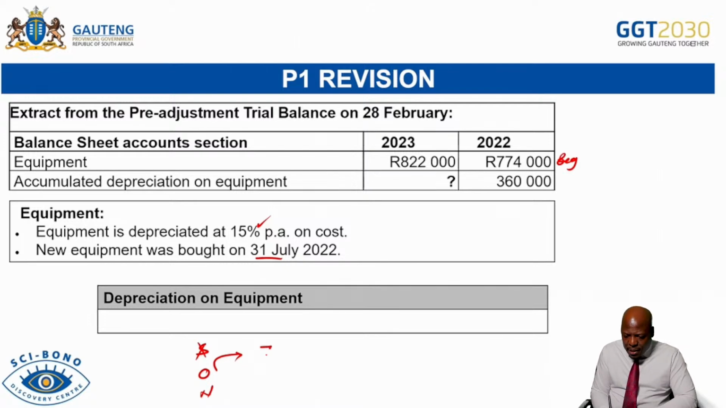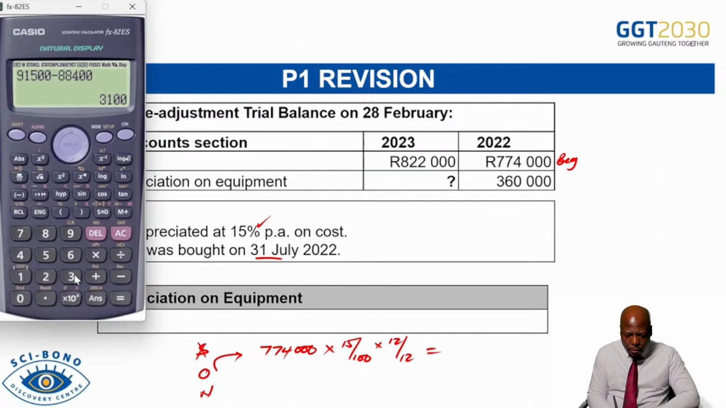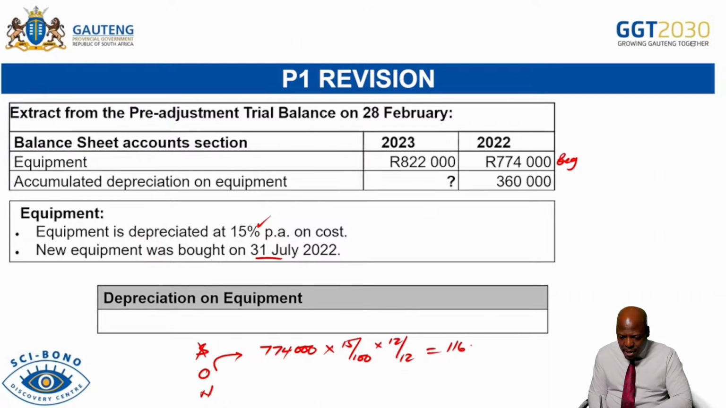That is your old. And our old, I'm going to bring it up here. My old is 774,000. Then I say multiply. The rate is 15%. And remember, it's on cost. 15 over 100. The old is always going to be there for 12 over 12. So I'll say 774,000 and then multiply that by 15%. That's going to give me 116,100. That's my depreciation for the old.